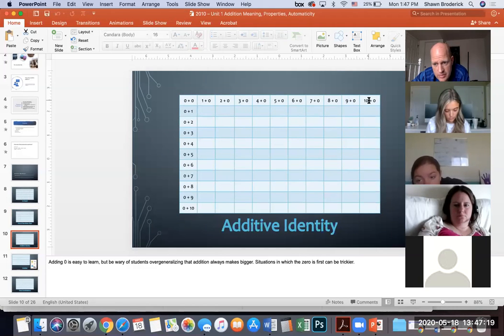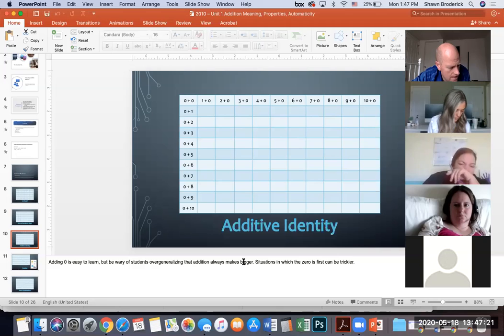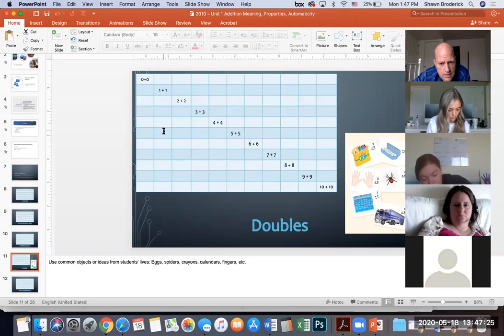The additive identity we've talked about. Adding 0 to some number gets you just that number. Then there's doubles. Now doubles are important, and they're kind of easy to remember because you do 4 and 4 is 8, 6 and 6 is 12. You can do kind of chants and recitations.